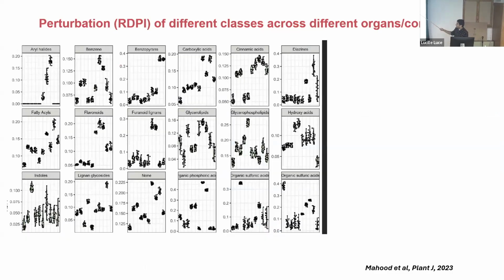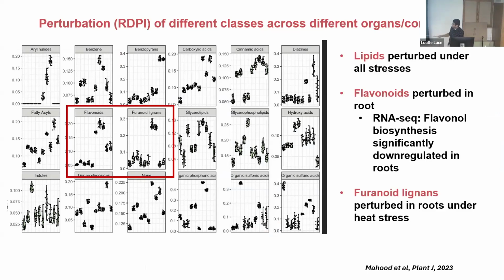This is showing the different classes of metabolites, and again RDPI on the y-axis, and the first 5 are again leaves, the next 5 columns are roots. I'd like you to focus your attention on just these 2 panels. Here, what we found was that flavonoids were highly perturbed in the roots compared to the leaves under all conditions. And furanoid lignans were highly perturbed under heat stress. So this gives us some hypotheses and models to start digging into the data and associating with RNA-seq, for example. We see for flavonoids also, the enzymes were significantly downregulated in the pathway.